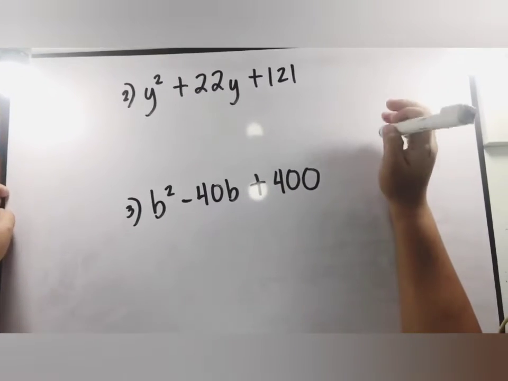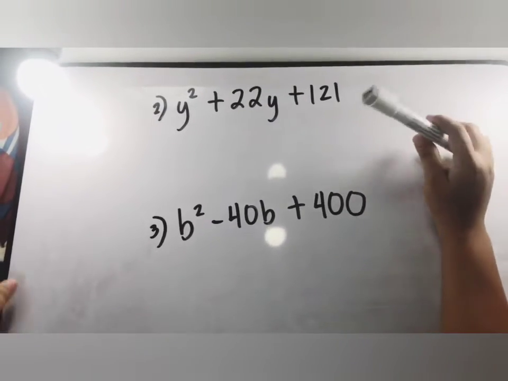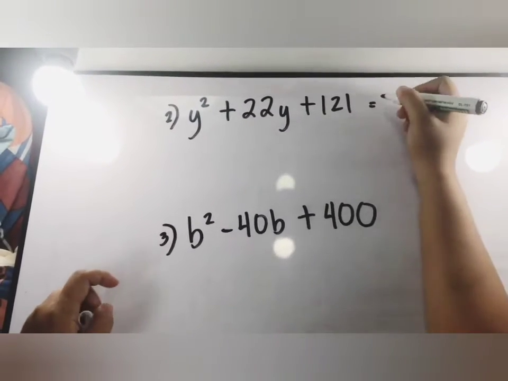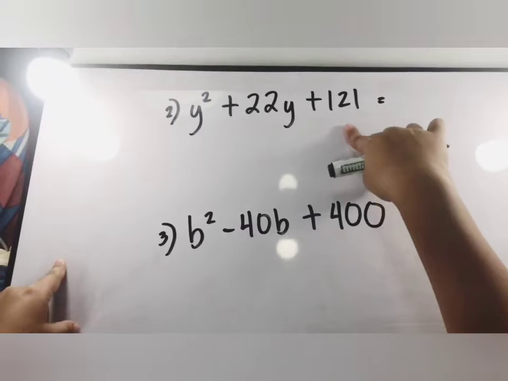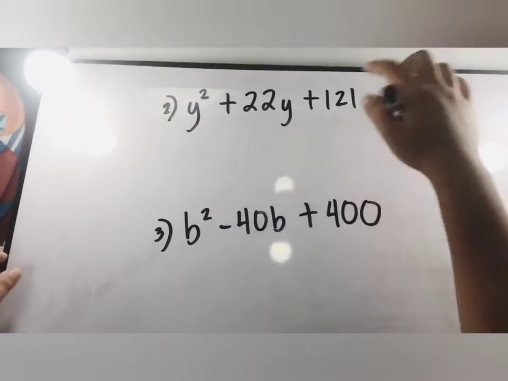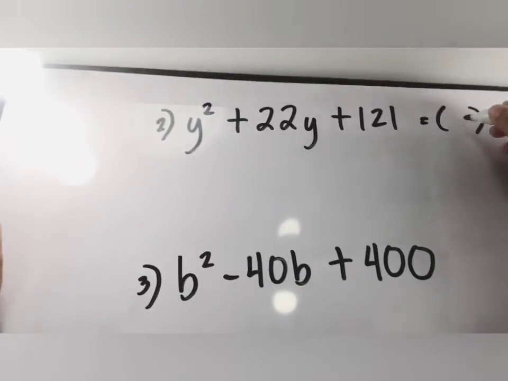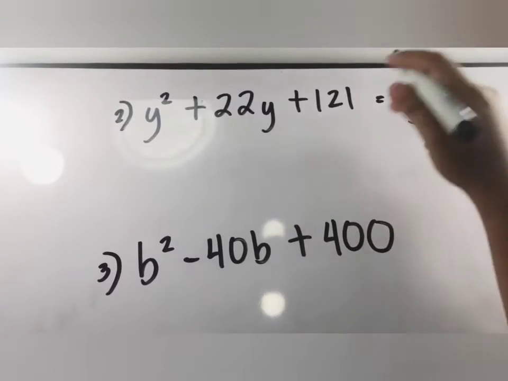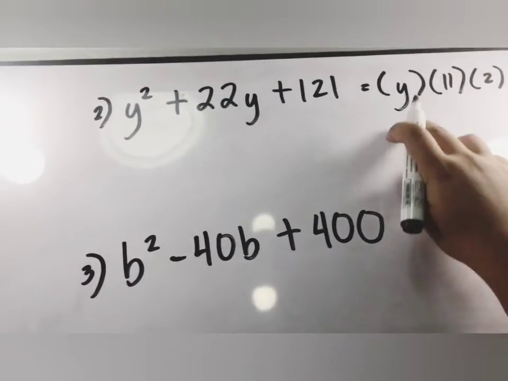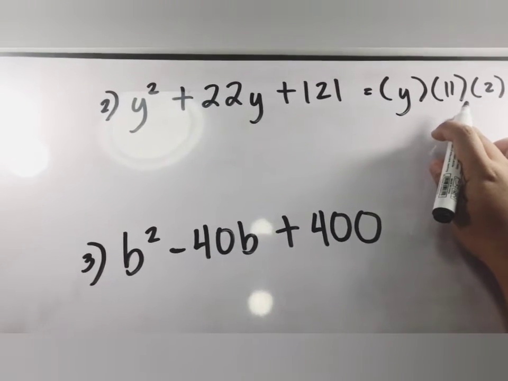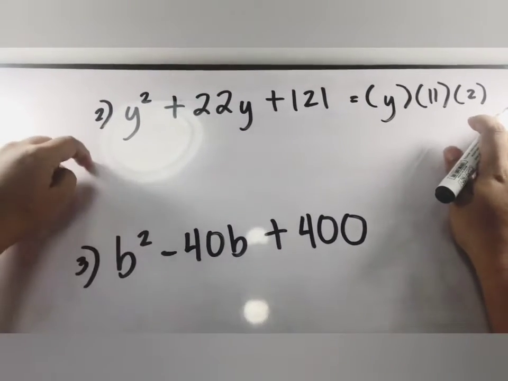Second example, y squared plus 22y plus 121. Again, check muna natin kung perfect square trinomial ito. First and last term must be perfect squares. Y squared, perfect square. 121 is also a perfect square. So, for the middle term, get their square roots. Square root of y squared is y. Square root of 121 is 11. Then again, don't forget to multiply them by 2. So, y times 11 is 11y. 11y times 2 is 22y. So, this is a perfect square trinomial.